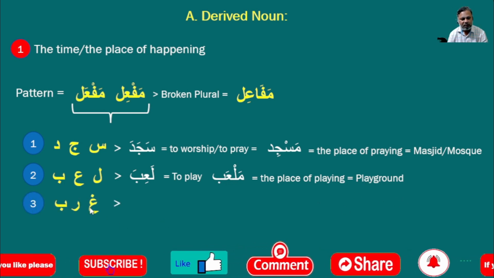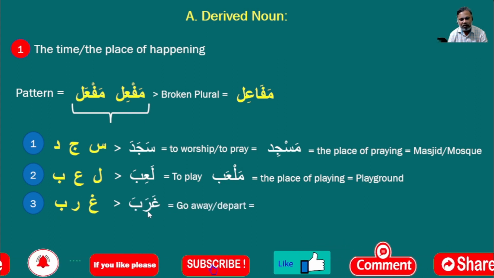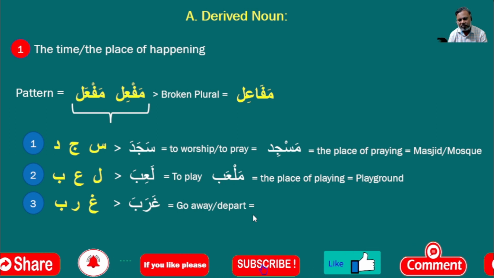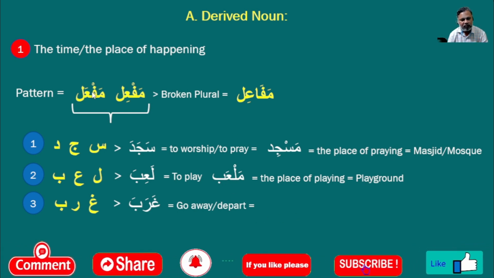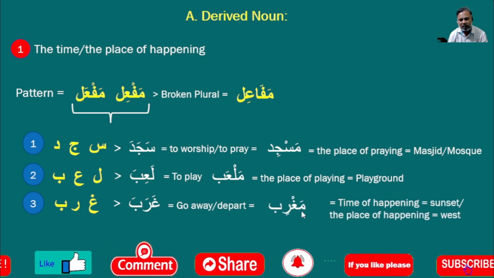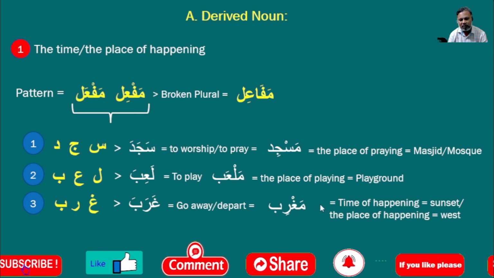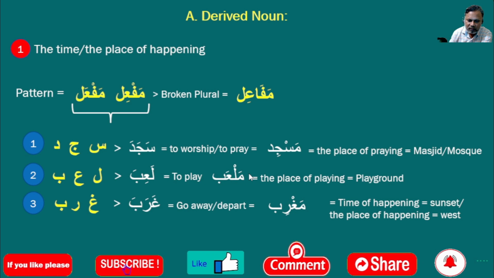And number three, like ghayn, ra, and ba, we can have gharaba. Gharaba means go away or departure. And following one of these patterns, we can have maghrib, or maghribun. Please note that these are all nouns.